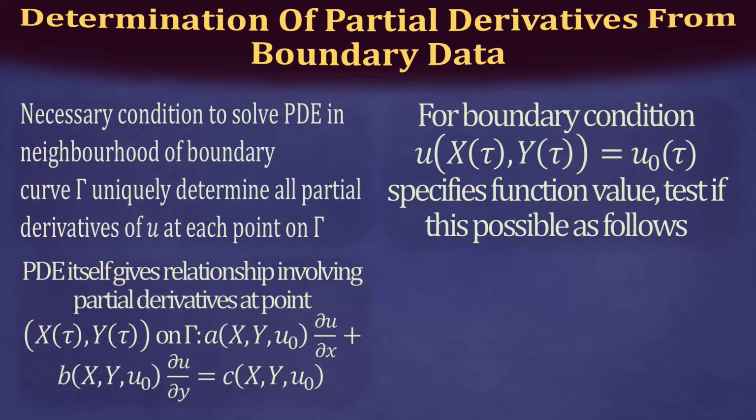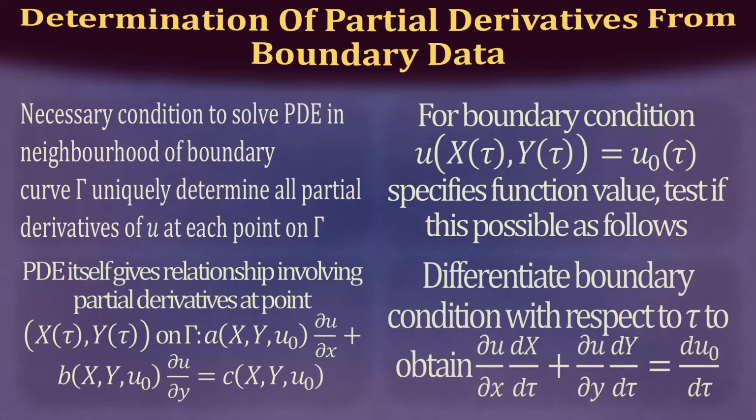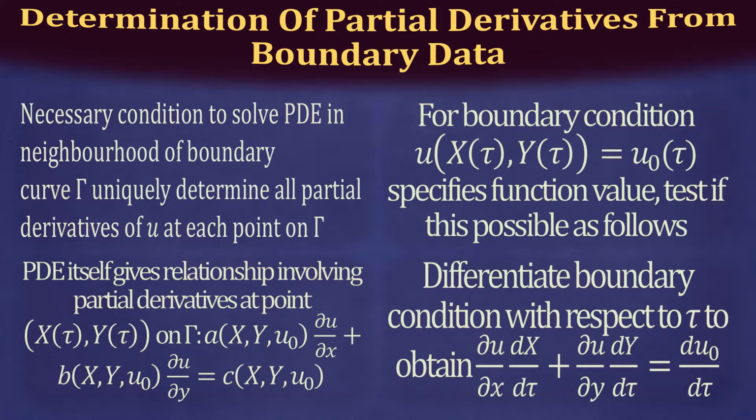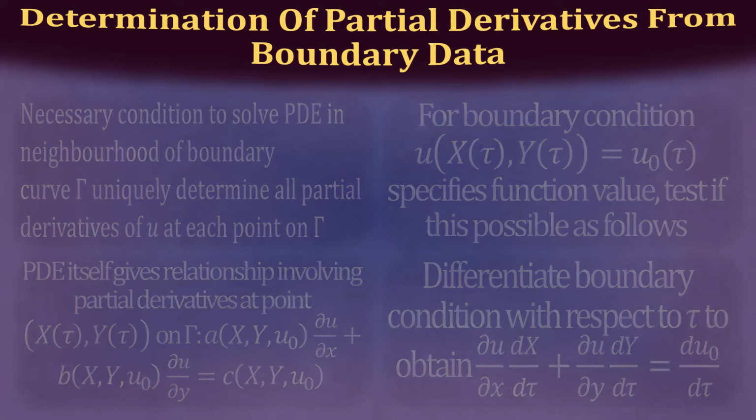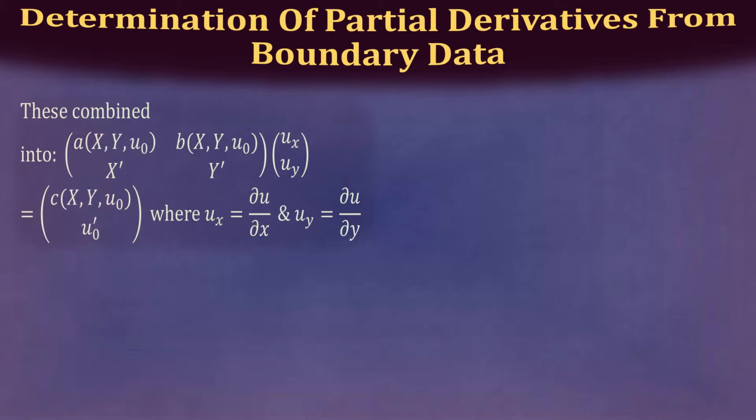First, the PDE itself gives a relationship involving the partial derivatives at the point (x(tau), y(tau)) on gamma. We have a(x,y,u0) times the partial derivative of u with respect to x plus b(x,y,u0) times the partial derivative of u with respect to y is equal to c(x,y,u0). Secondly, we can differentiate the boundary condition with respect to tau to obtain the partial derivative of u with respect to x times dx/dtau plus the partial derivative of u with respect to y times dy/dtau is equal to du0/dtau.